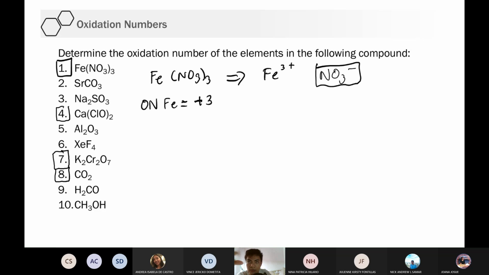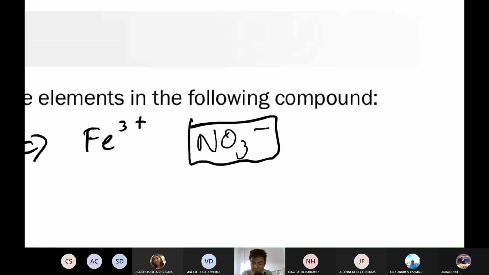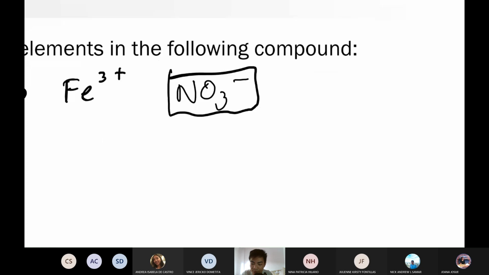Okay, when you add the oxidation numbers of the atoms in a polyatomic ion, that's equal to the charge of the molecule. Okay? So that means we will set up an equation that is equal to the charge of the ion. So, let's zoom in so it's easier to see.